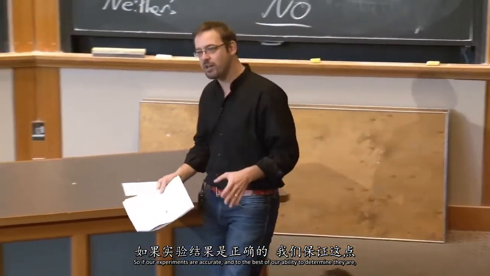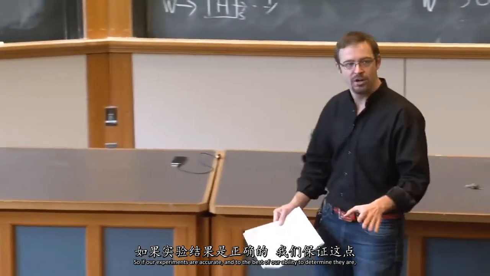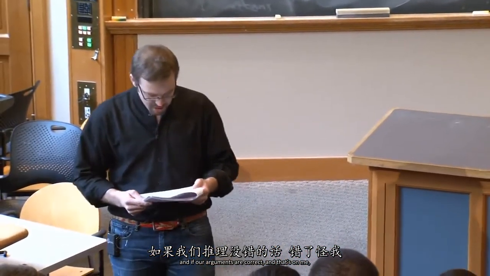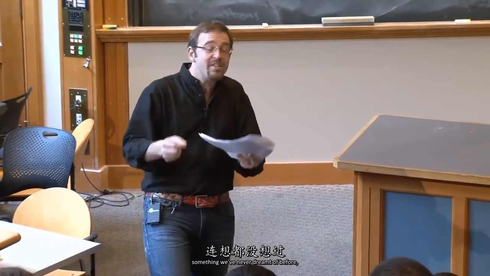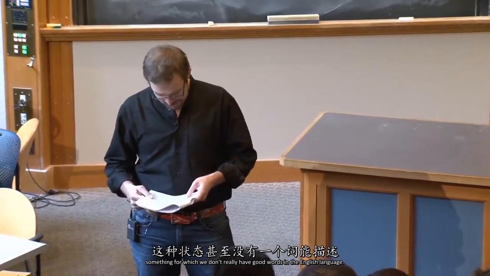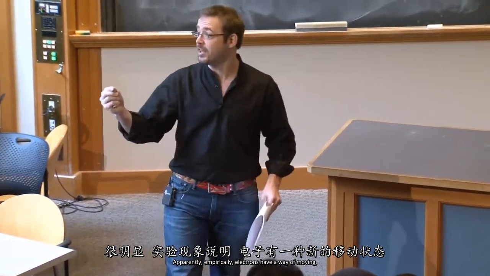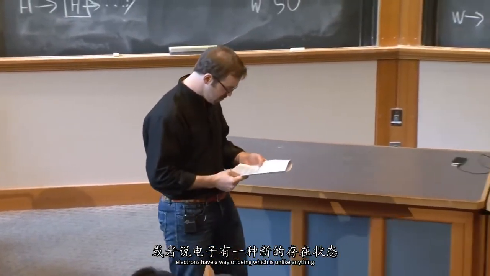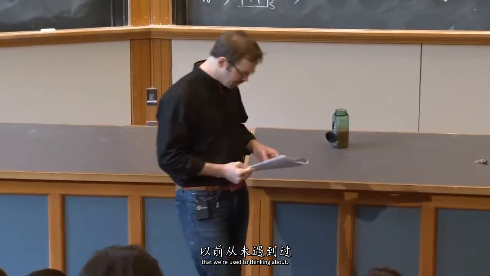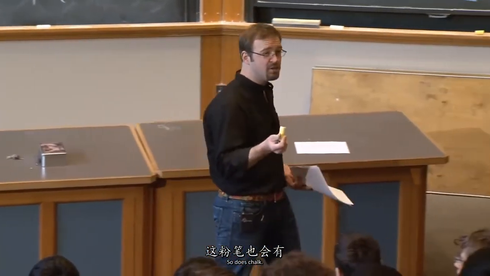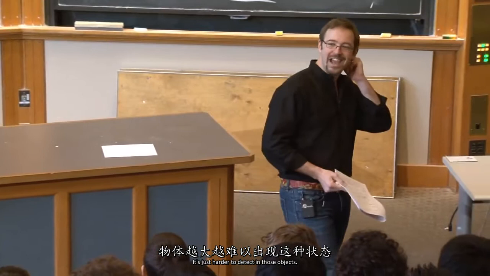So if our experiments are accurate, and to the best of our ability to determine they are, and if our arguments are correct, and that's on me, then these electrons are doing something we've just never thought of before, something we've never dreamt of before, something for which we don't really have good words in the English language. Apparently, empirically, electrons have a way of moving. Electrons have a way of being, which is unlike anything that we're used to thinking about. And so do molecules. And so do bacteria. So does chalk. It's just harder to detect in those objects.